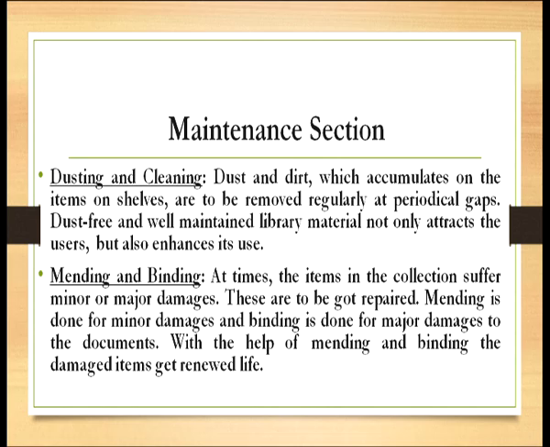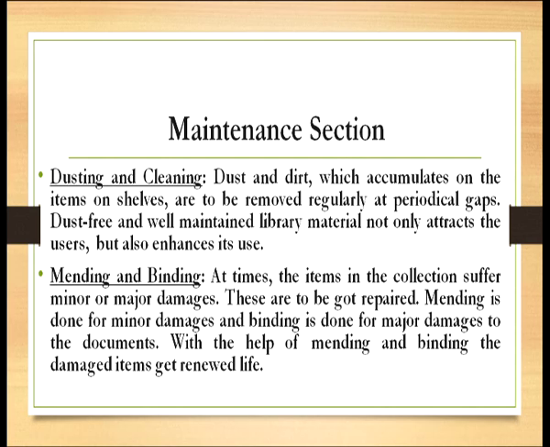The next function of the maintenance section is dusting and cleaning. Dust and dirt which accumulate on the items on shelves are to be removed regularly at periodical gaps. Dust-free and well-maintained library material not only attracts the users but also enhances its use. The next function of the maintenance section is mending and binding. At times the items in the collection suffer minor or major damage. These are to be repaired. Mending is done for minor damage and binding is done for major damage to the document.